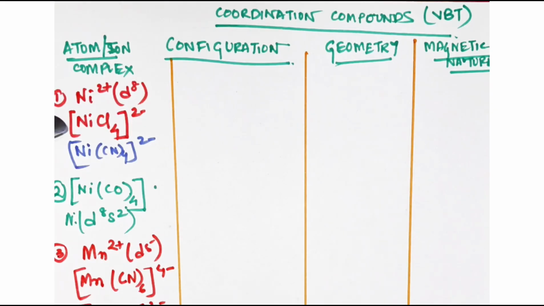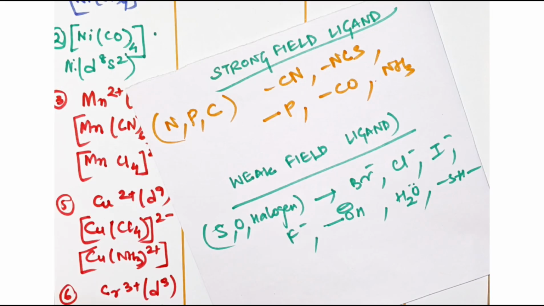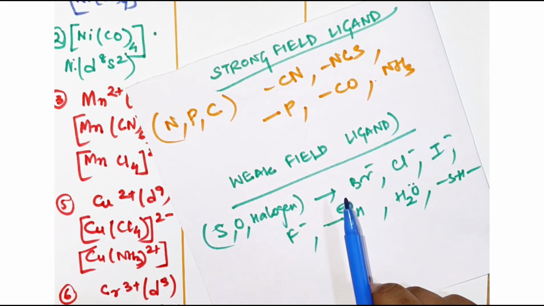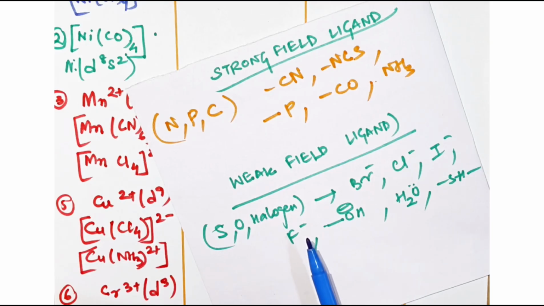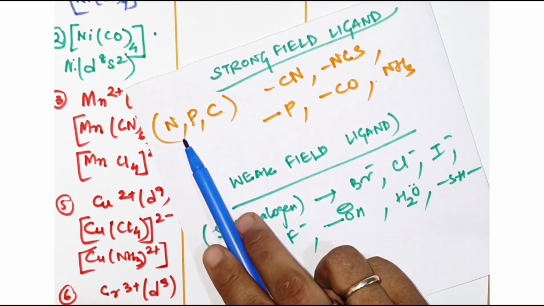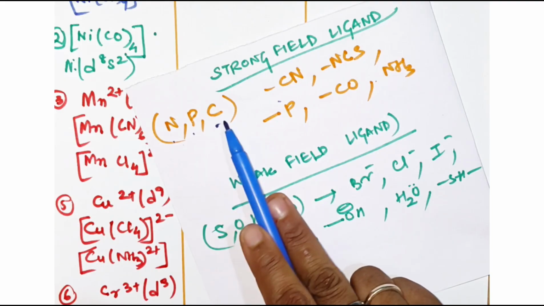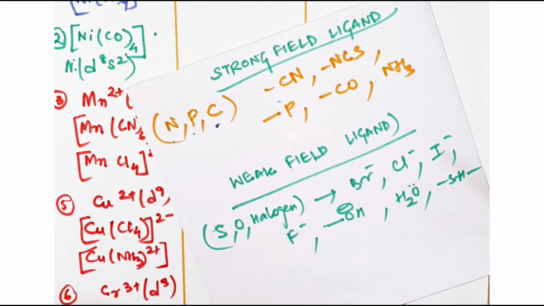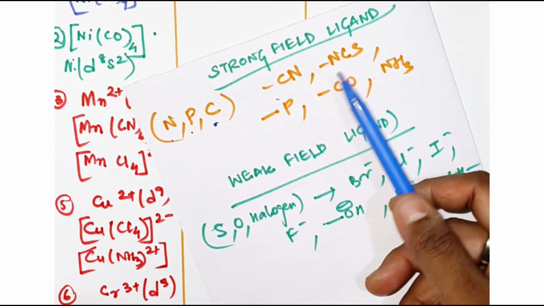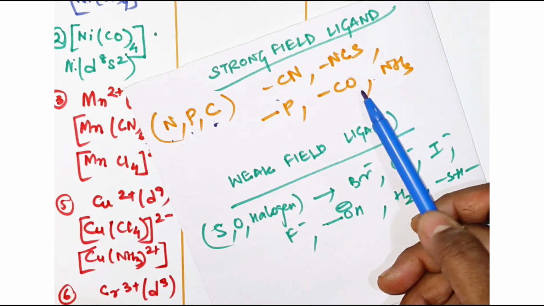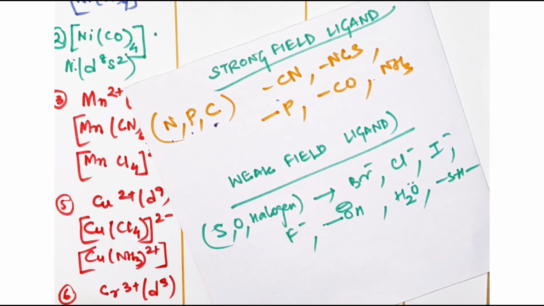So we know, when there is a strong field ligand, the electrons pair up. And when there is a weak field ligand, the electrons do not pair up. The ligands with donor atoms nitrogen, phosphorus, and carbon are strong field ligands. For example, cyanide, NCS, phosphorus, carbon monoxide, ammonia. These are all strong field ligands.